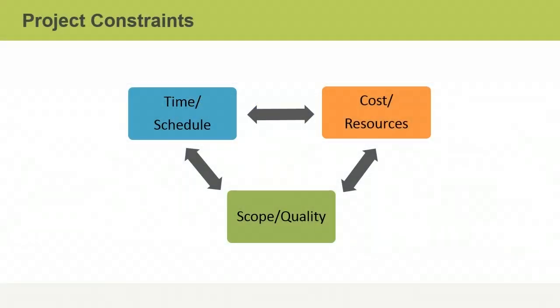Projects always have competing demands placed upon them, which can be shown as a triangle representing the triple core constraints of time, cost, and scope. There are secondary constraints that can also impact a project, such as quality and resources.